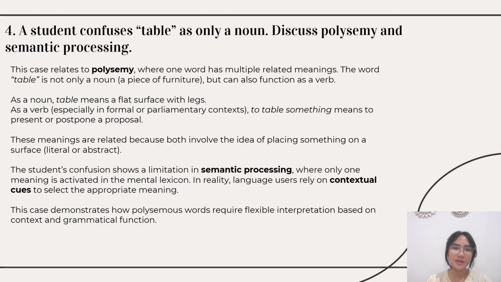Next is: a student confuses "table" as only a noun. Discuss polysemy and semantic processing.